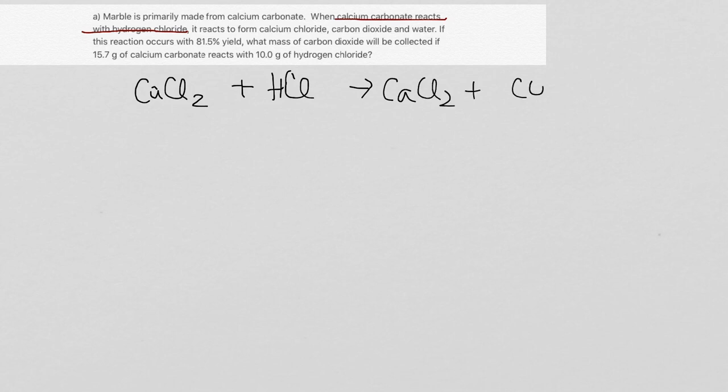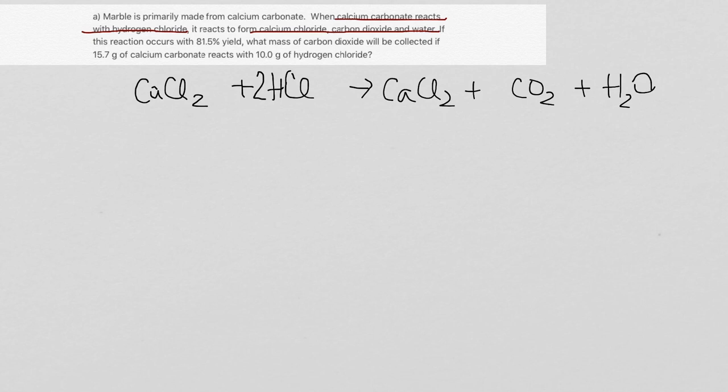It reacts to form calcium chloride, carbon dioxide, and water. This reaction is not balanced, and in order for us to do correct stoichiometry calculations, we must balance the equation. Looking at this, I think a 2 here will do. And then it goes on, so we got our product.